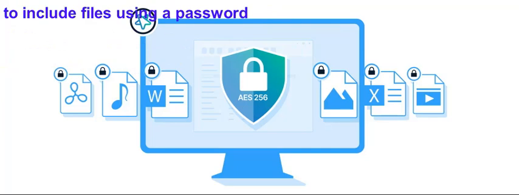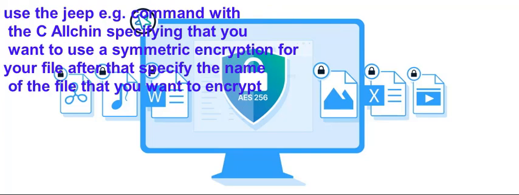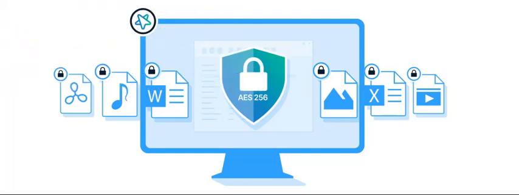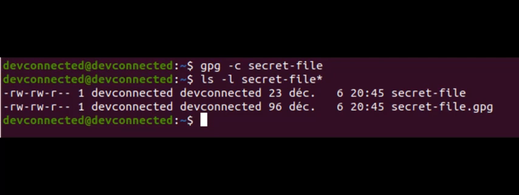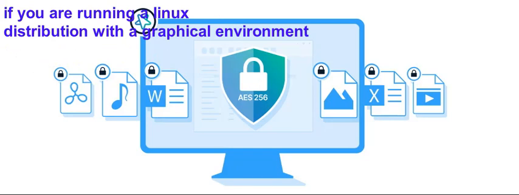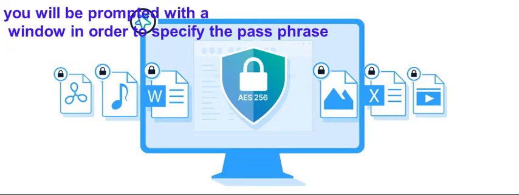To encrypt files using a password, use the GPG command with the -c option, specifying that you want to use symmetric encryption for your file. After that, specify the name of the file that you want to encrypt. gpg -c. The GPG command will create a file with a .gpg extension, which is the encrypted file that you want to store. If you are running a Linux distribution with a graphical environment, you will be prompted with a window in order to specify the passphrase.